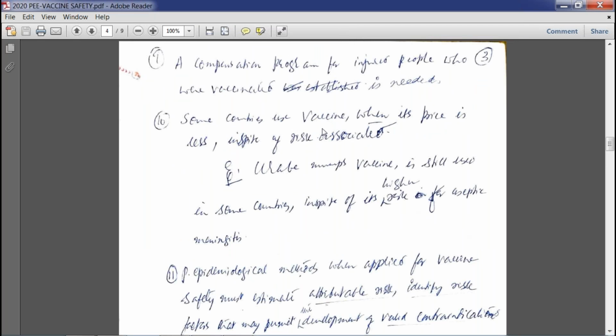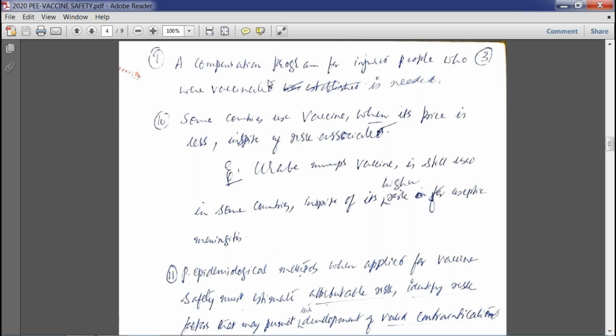The next thing is that since we know that vaccines cause a problem or a risk to the patient, there should be a compensation program for injured people who are vaccinated. So you need to compensate. A sum of money will be given to you in case you become a victim of the risk that is associated with vaccine usage.